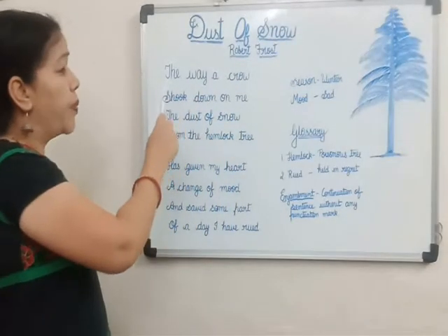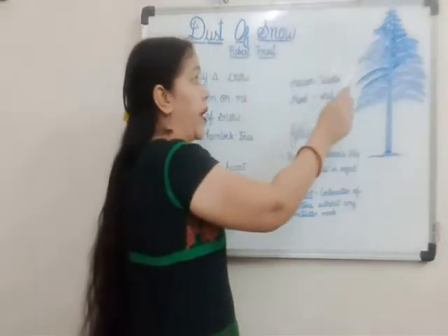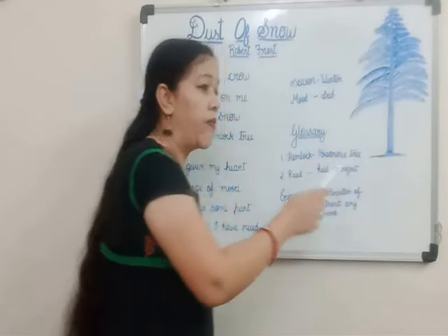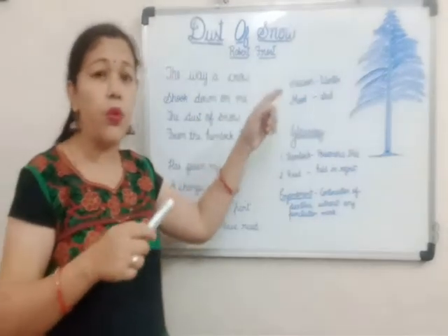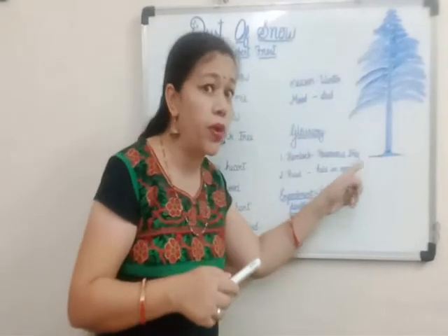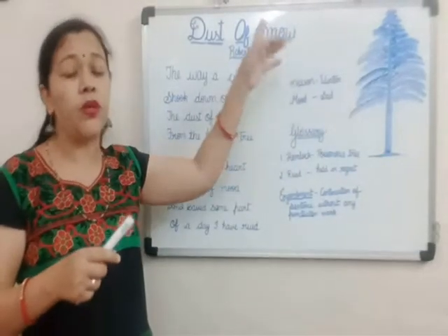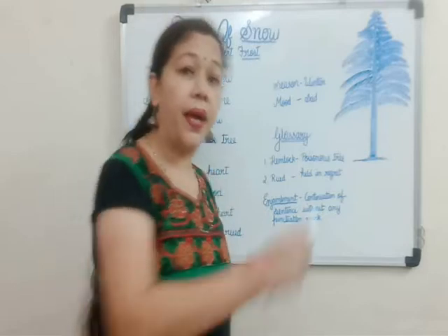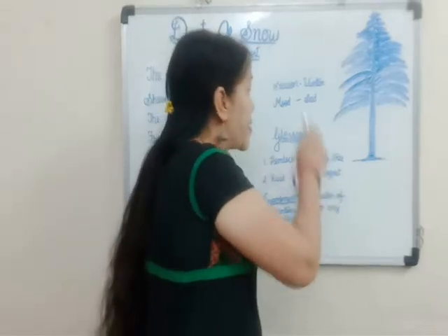Now here the poet is saying that the way the crow shook down the dust of snow on him. When the poet was in a bad mood, he was sitting under the hemlock tree. The crow from the branch of the tree shook down the dust of snow on him. The hemlock tree is a poisonous tree.